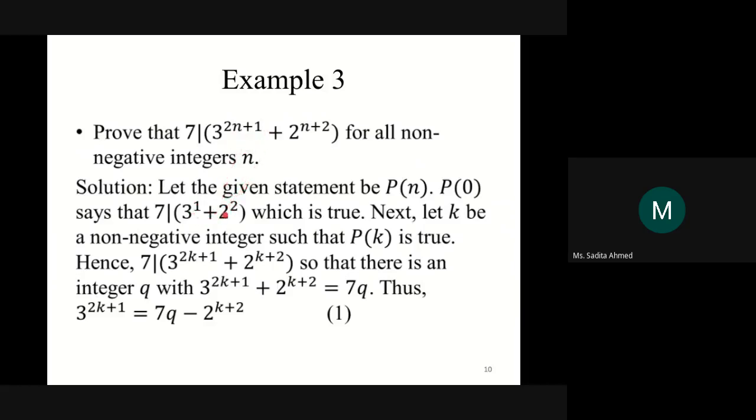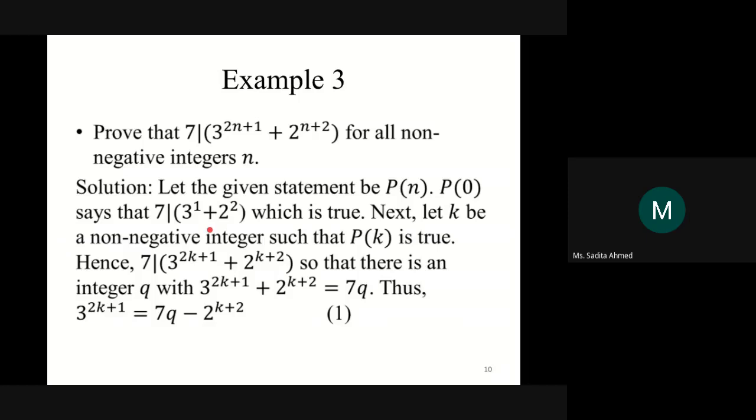3 plus 2 squared, 3 plus 4. What is that? 7. Exactly. Is 7 divisible by 7? Yes. So 7 does divide the term we have here for n equal to 0. So there you go. Base case proved, as simple as that. That's the basic step. So we see that the statement is true for P0.